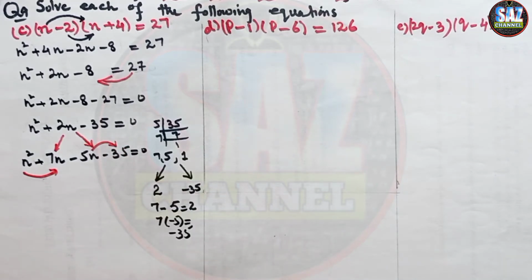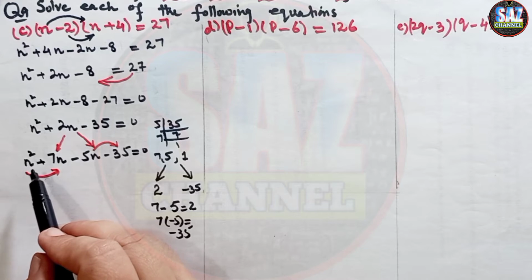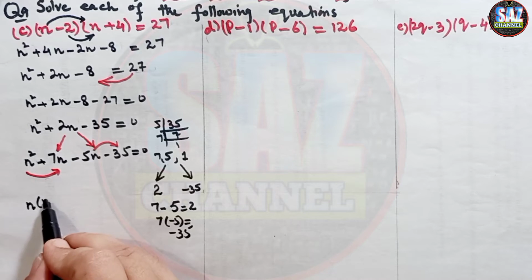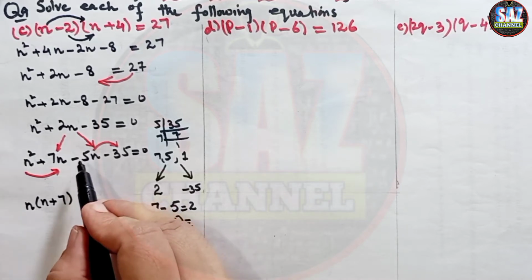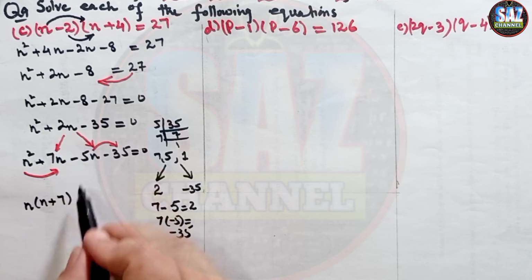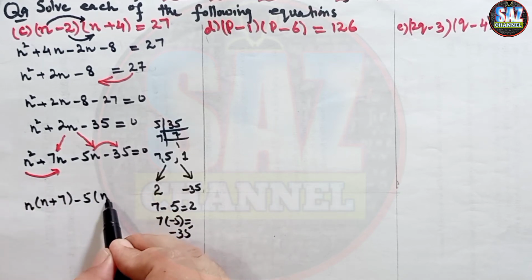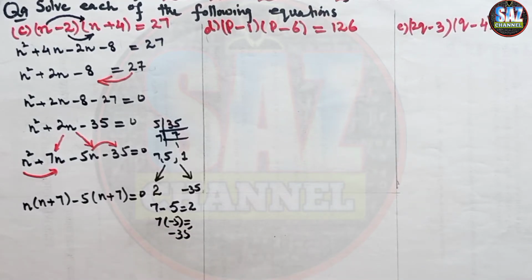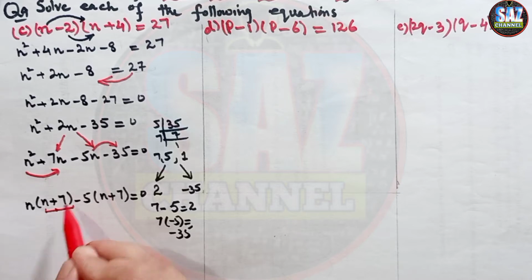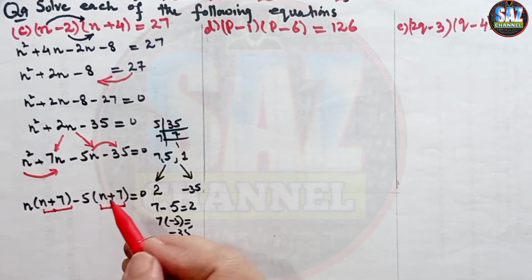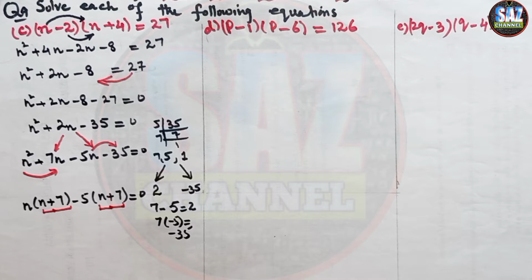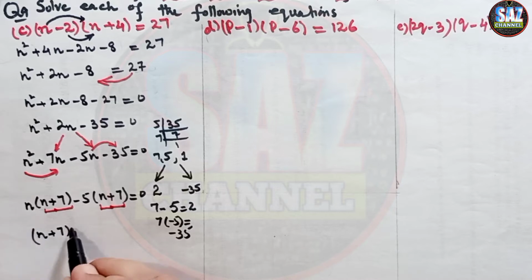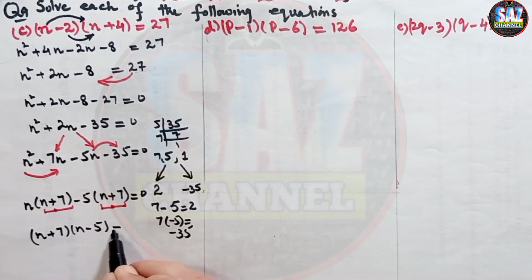From each group, look students, what is common here? n into (n plus 7), and then from the second pair I can see minus 5 into (n plus 7) equals 0. Now again see carefully that (n plus 7) is the common group. Extract it out. Always use the language and the terms that you have learned in your lesson so that learning becomes perfect. (n plus 7) into (n minus 5) equals 0.